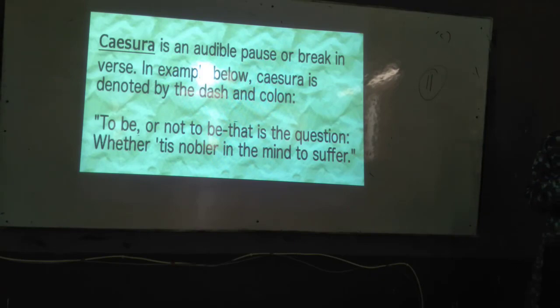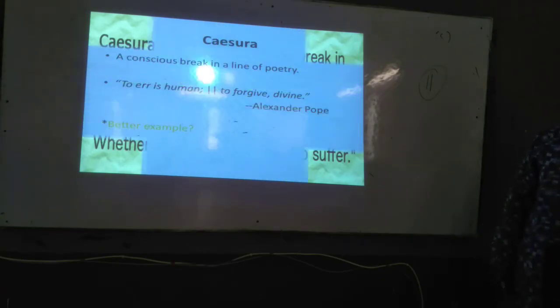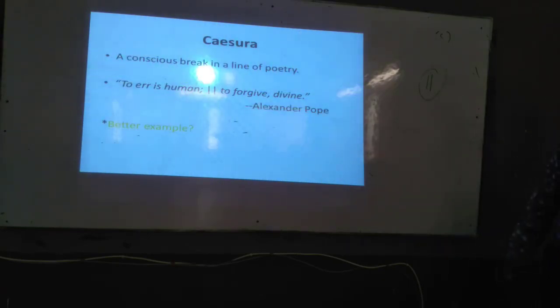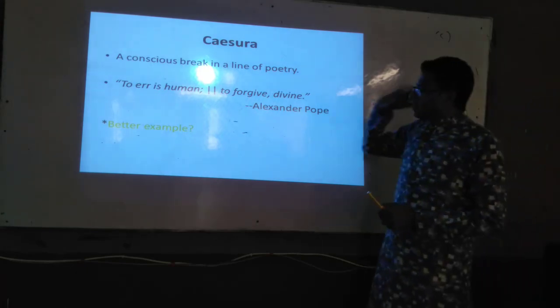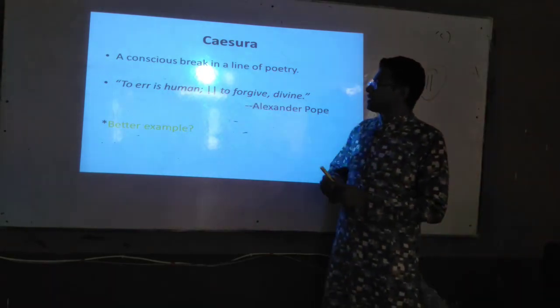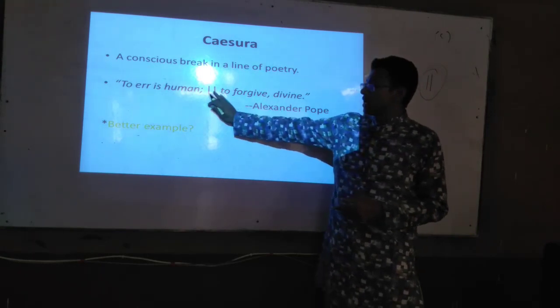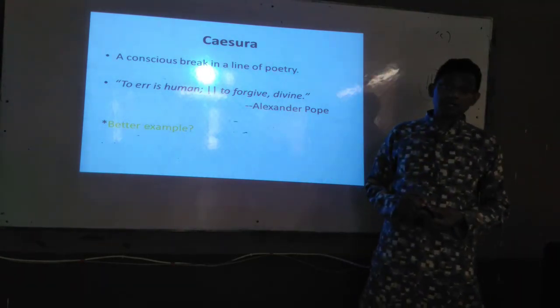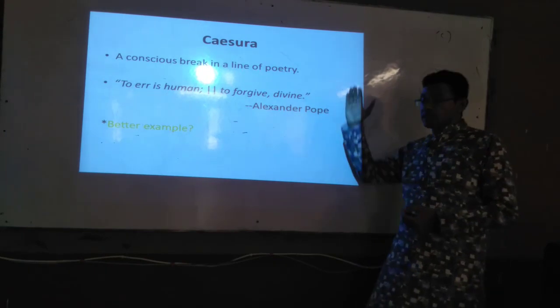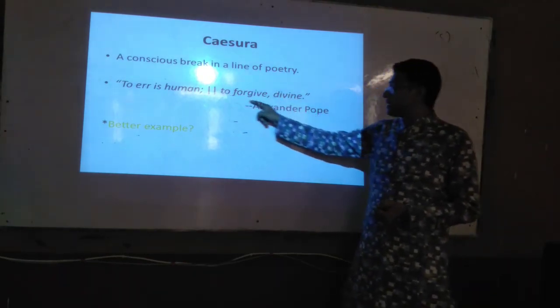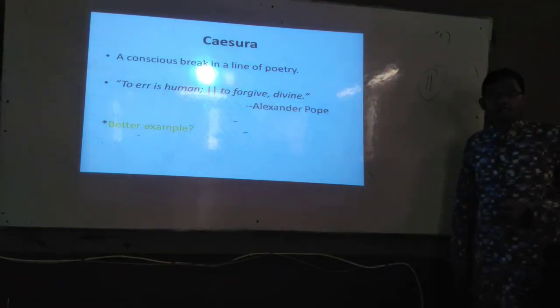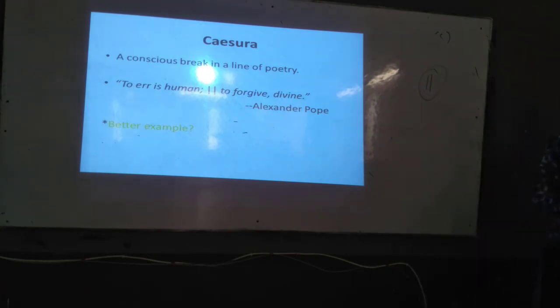And this is another example. To err is human, to forgive, divine. So you see how many Caesura he has used? Only one. This is remarkable, and the symbol is there. To err is human. And then he gave another idea, that is to forgive, divine. So two different ideas he has used. That's why it is called Caesura. Is it clear now?